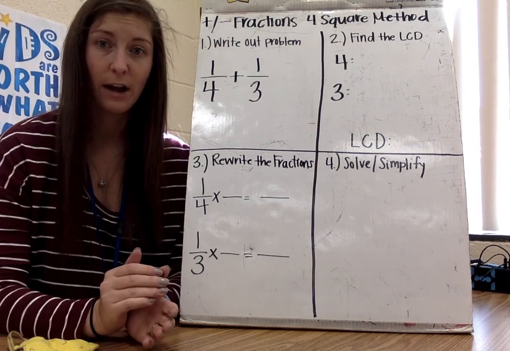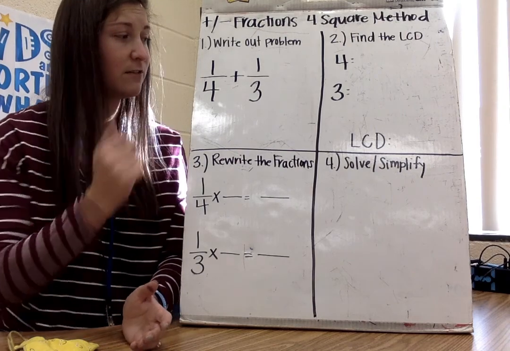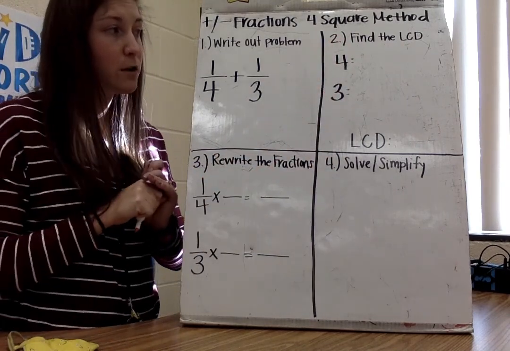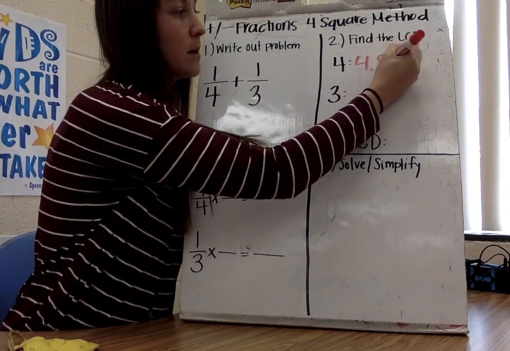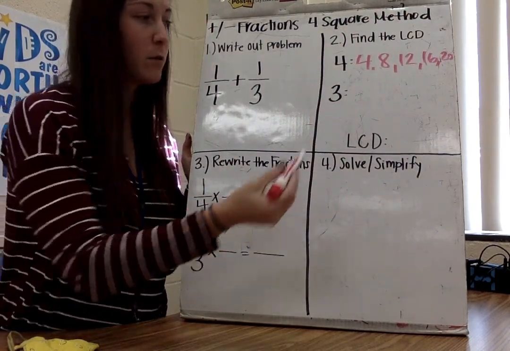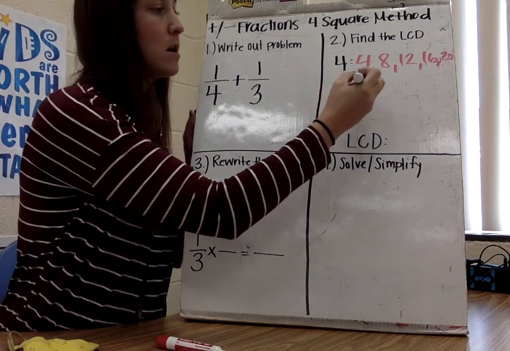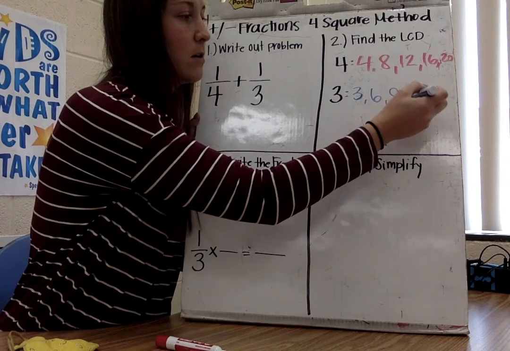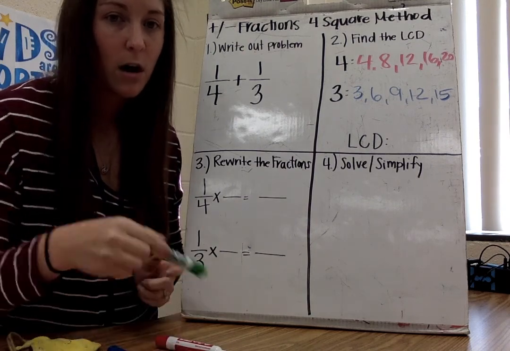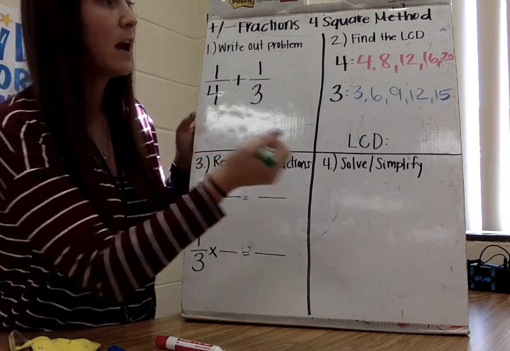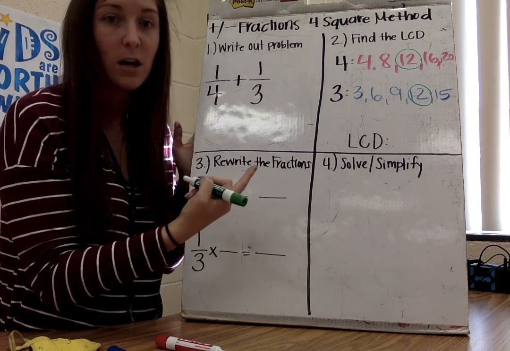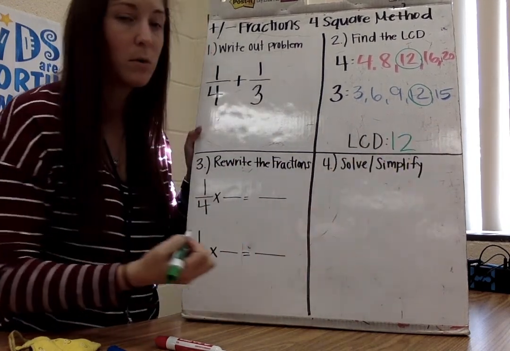So what I'm going to do is show you how this works using this problem here. If I have 1/4 plus 1/3, first thing I'm going to do is list out the multiples for 4 and 3. So my first 5 multiples for 4 are 4, 8, 12, 16, and 20. My first 5 multiples for 3 are going to be 3, 6, 9, 12, and 15. So now I've got to look and see what they have in common. Well, as I look, I notice that they have 12 in common, and that's the only number that they have in common. So my LCD here is going to be the number 12.